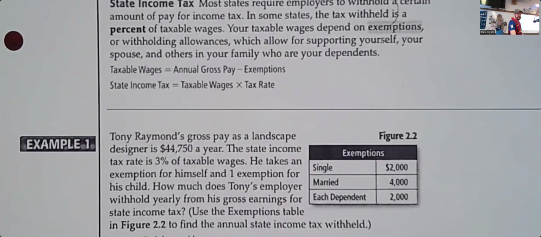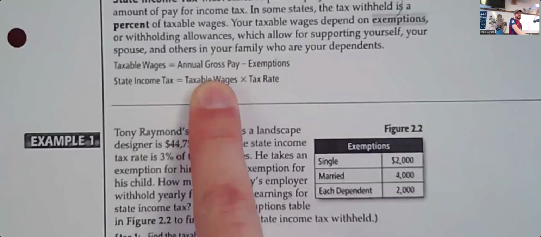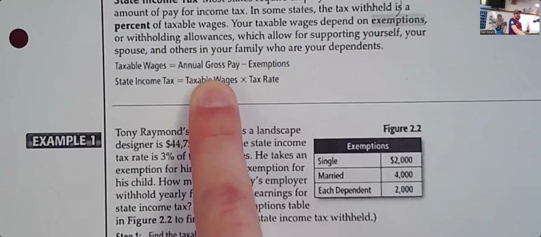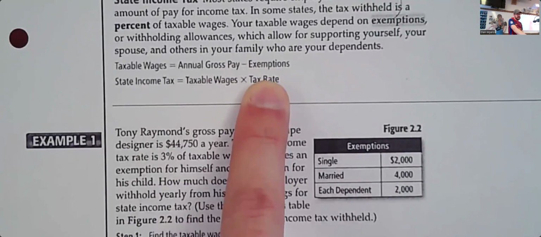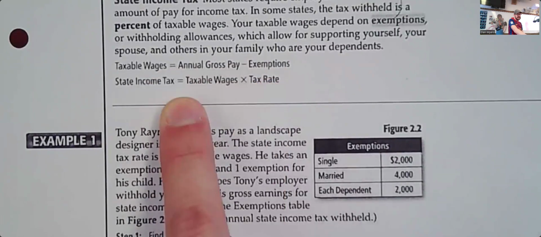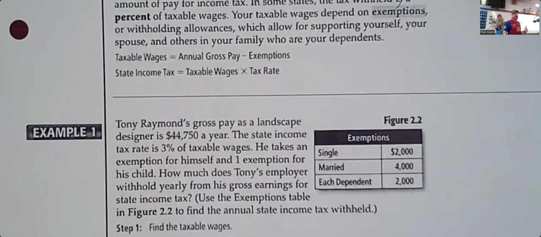So taxable wages are equal to annual gross pay. This is where it's a little bit different today. Yesterday, we talked about weekly. Today, we're talking about annual, so in terms of the entire year. So the annual gross pay minus the annual exemptions. The state income tax is equal to the taxable wages multiplied by the tax rate. Basically what we did yesterday. We are not going to be using a table method today, so you don't get another cool packet of a bunch of numbers.